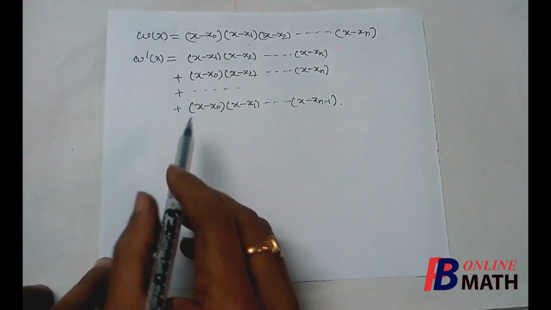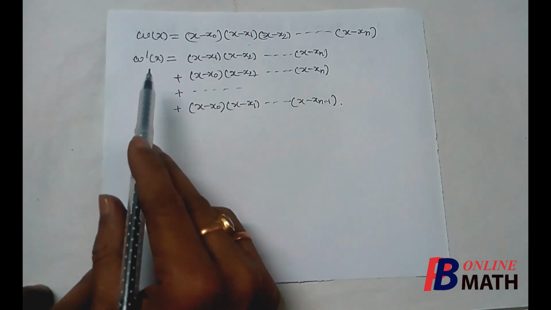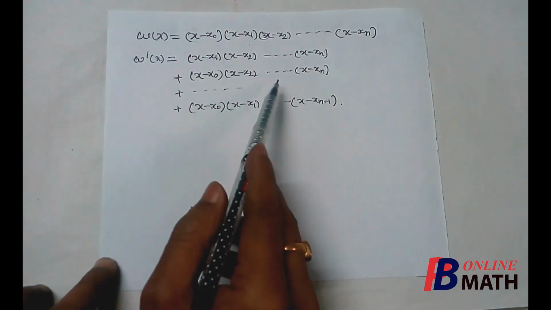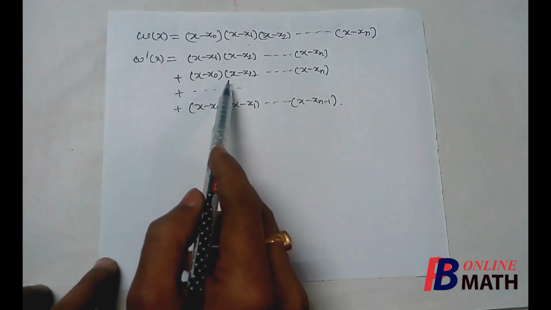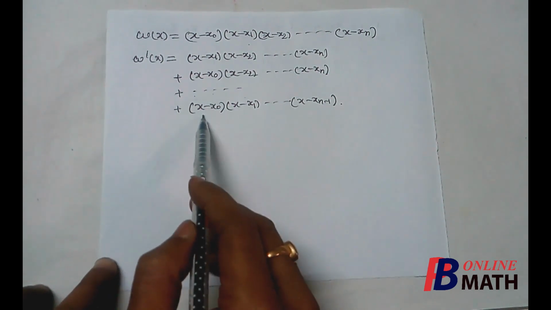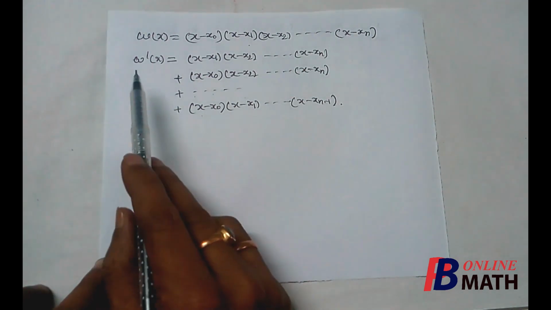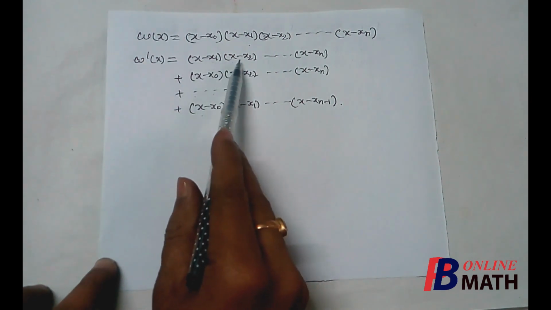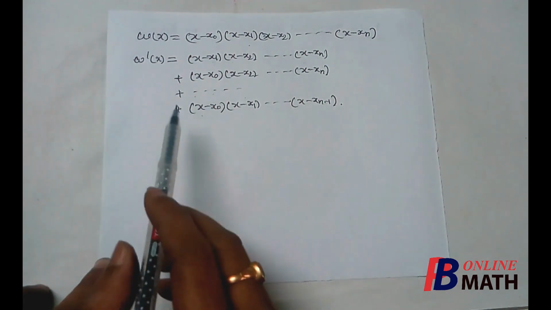Now suppose we are replacing x equal to x0 in this omega dash x. Then except for the first term, all the remaining terms will vanish, because there is x minus x0, so this will be 0. Similarly, the next term contains one factor x minus x0, so this will be 0. Ultimately, the final term will also be equal to 0, because this is x minus x0. So if we replace x equal to x0 here, then it will be x0 minus x1, x0 minus x2 up to x0 minus xn, and all the remaining terms will vanish.